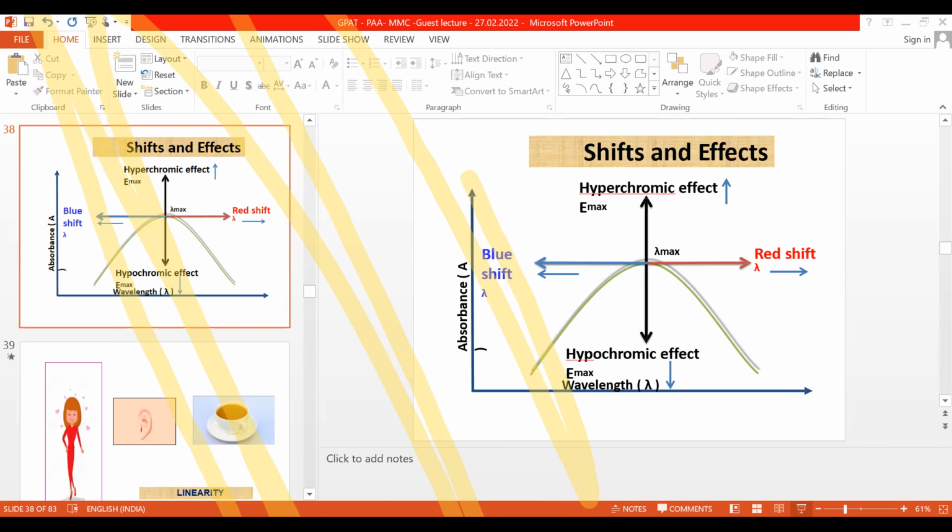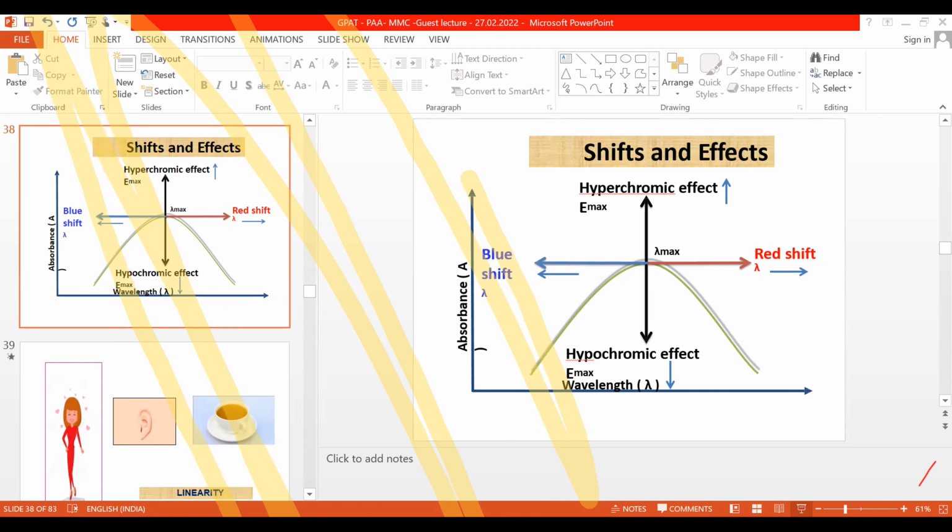That means shift towards the longer wavelength, and towards the left is called blue shift, which is nothing but the shorter wavelength. And what is hyperchromic? Hyper means increase in the effect, right? Increase in the Emax value. When your molar absorptivity value is higher, then we call it hyperchromic effect.